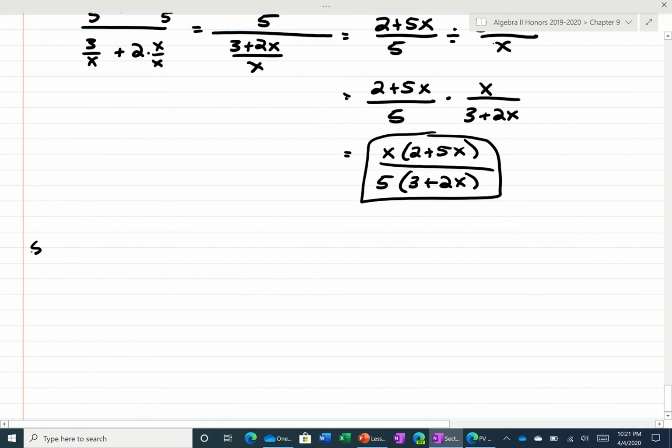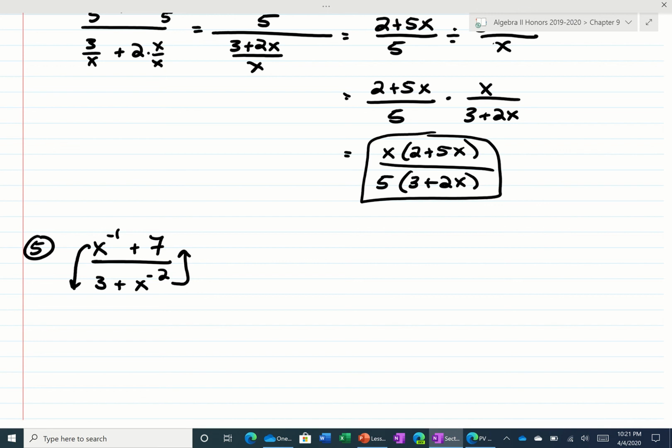And our last problem today, what if it says x to the negative first plus 7 divided by 3 plus x to the negative second. Now you don't want to bring this to the bottom and this to the top. You can only do that if you're multiplying. So if it was 7 times x to the negative first, that's okay. 3 times x to the negative second, that's okay to do that. But that's not what it is.